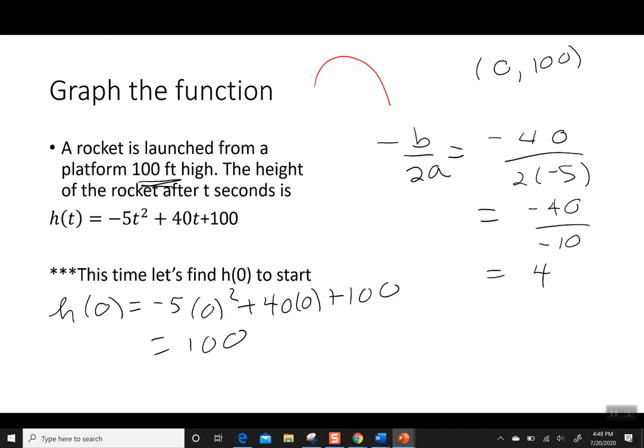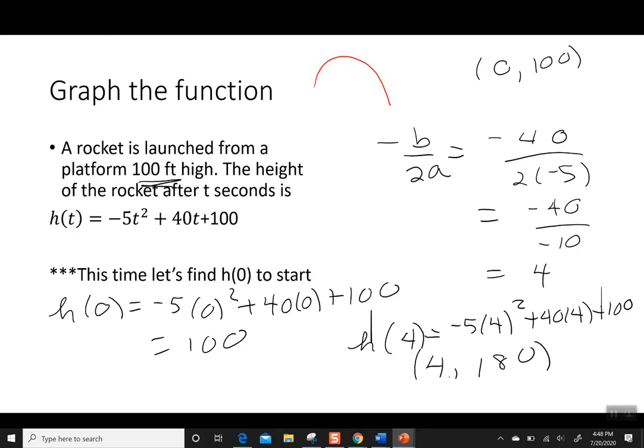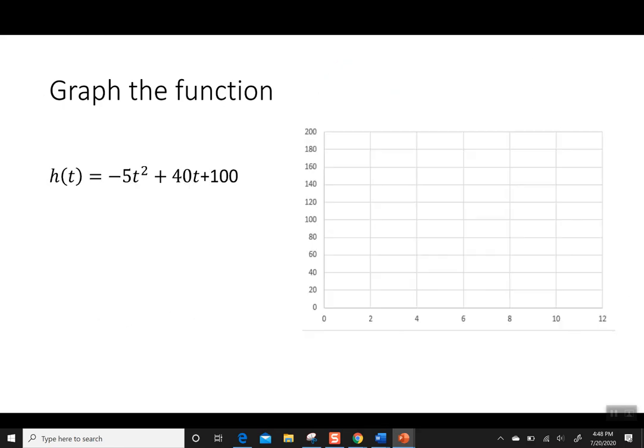So 4 seconds after its launch, it's reached its maximum height. So what is that maximum height? Well, let's plug in 4 to find out. So I have negative 5 times 4 squared plus 40 times 4 plus 100, which gives me 180. So my maximum height is 180, and that happens after 4 seconds. Right. So let's graph that.